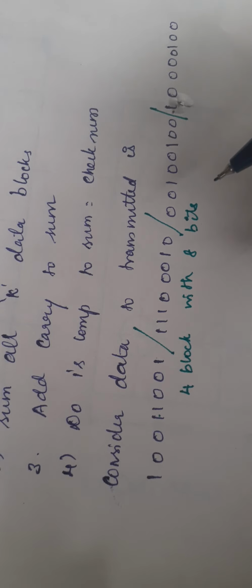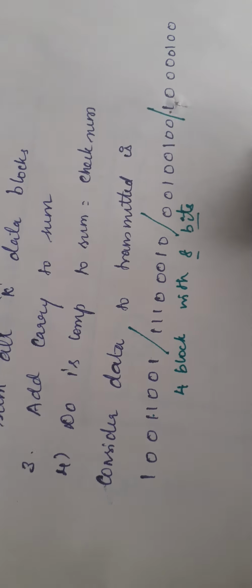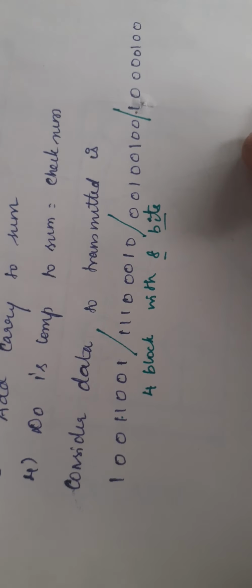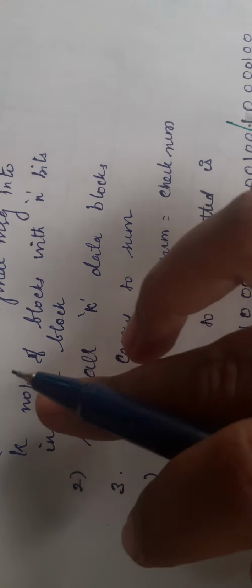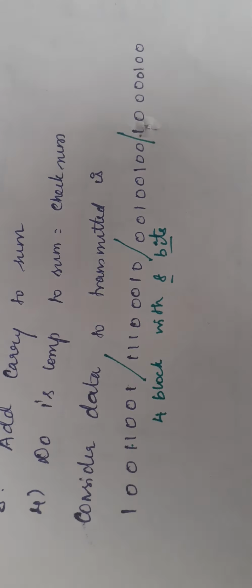You can have k number of blocks with n number of bits. Usually we use 8 bits, so I am segregating it with 8 bits. Okay, so next we have to add. The next step, after segregating, is the sum of all k data blocks. You have to sum all the blocks.